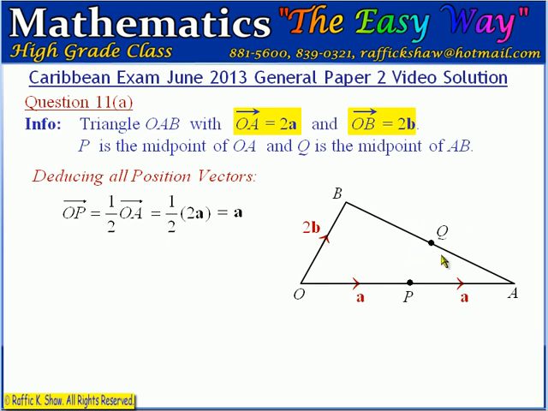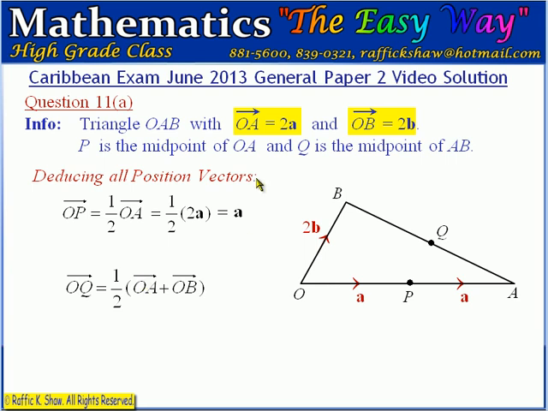Now we want to find the position vector of Q, that's the vector OQ. We're told that Q is the midpoint of AB, so we can use the formula for calculating the position vector of the midpoint of a line. Since Q is the midpoint of AB, the vector OQ, the position vector of Q, is half the sum of the position vectors of the endpoints of the line AB. Therefore, the vector OQ is half of OA plus OB.